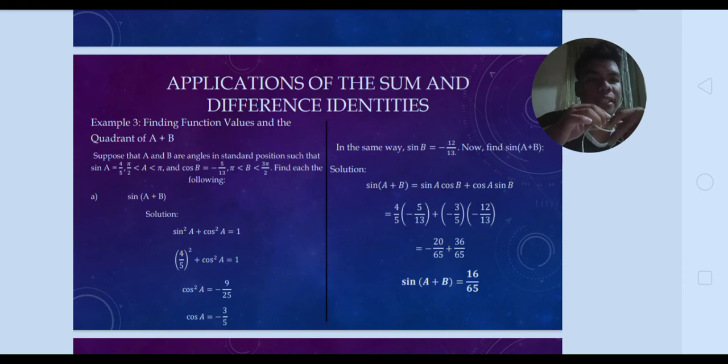Now we can find sine A plus B. Sine A plus B is equal to sine A times cos B plus cos A times sine B. That is the sine sum identity. Then we substitute the values we solved for, cos A and sine B, and the given values of sine A and cos B which are stated in the problem. And then we multiply, and then we add. Therefore, the value of sine A plus B is equal to 16 over 65.